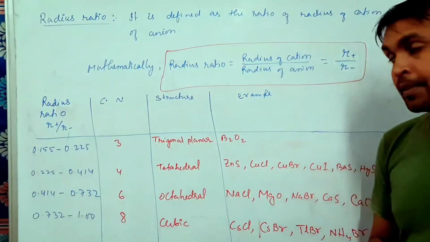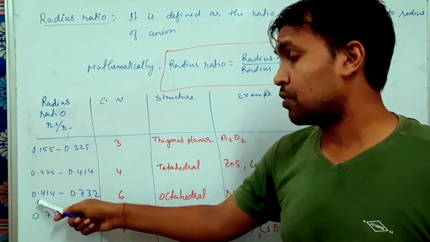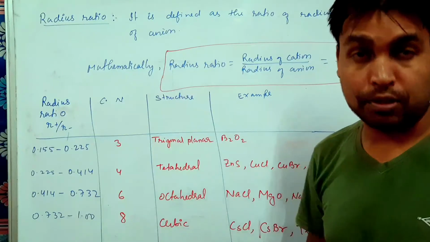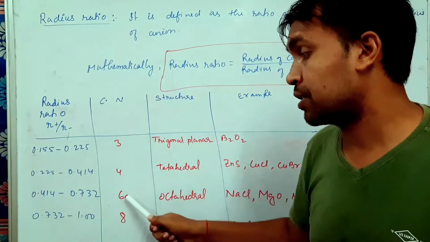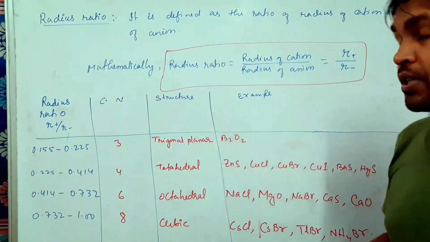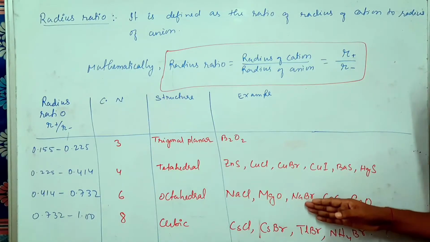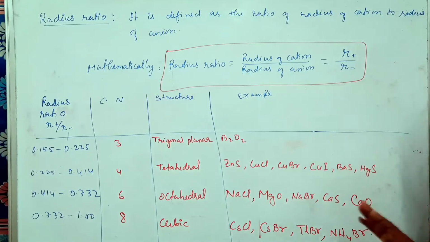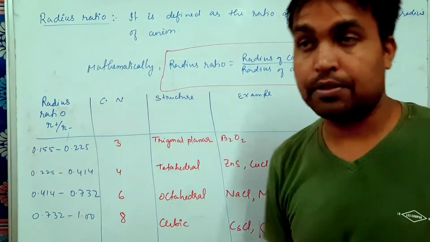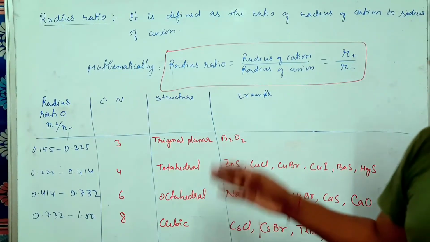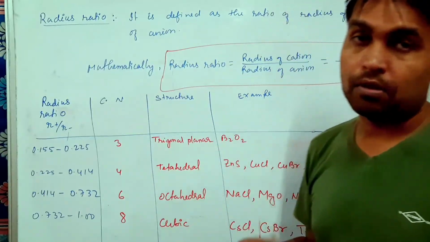Next, radius ratios in the range of 0.414 to 0.732. In this range, the coordination number is 6, and the structure is octahedral. Examples are NaCl, MgO, NaBr, CaS, CaO. Examples, structure, coordination number and radius ratio, you should remember all of them, dear students, because it is very important. Even in the board examinations, it comes in choose-the-correct or short questions.